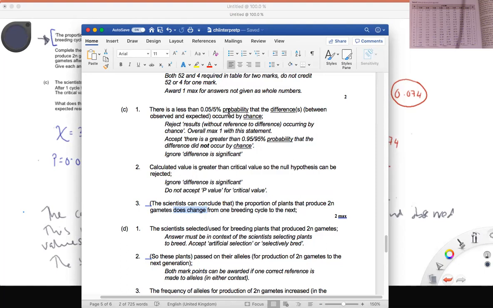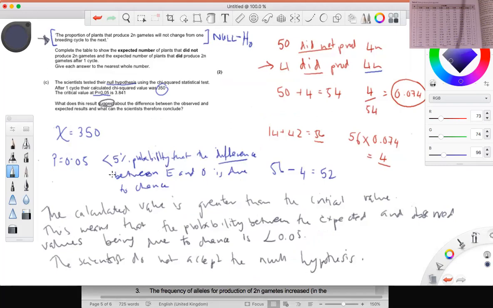But if we just look at these underlined words, probability, difference, and chance, and we look at the answer that we gave earlier on, where we said means that the probability between the expected and observed values being due to chance, the probability, look what I left out. I left out difference. The probability that the difference, so I might not even have got that mark, the difference between the expected and observed values being due to chance. I did it there, forgot to do that.